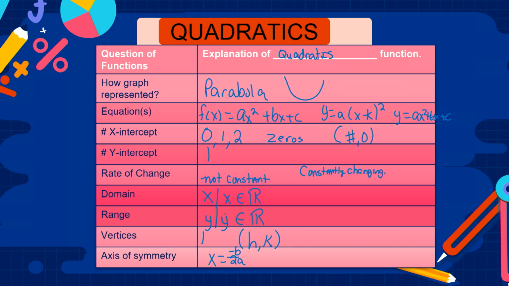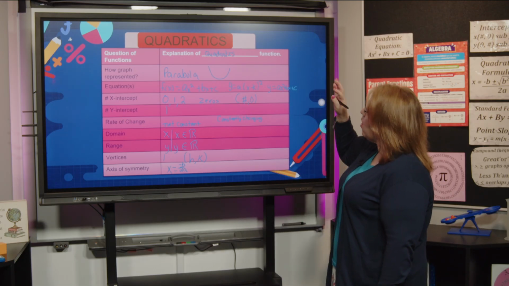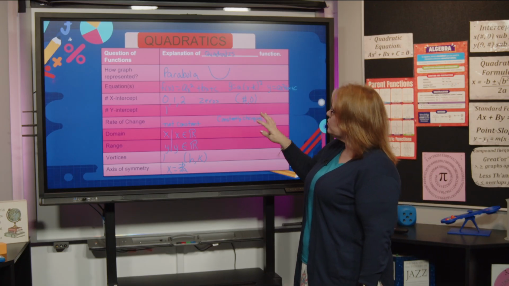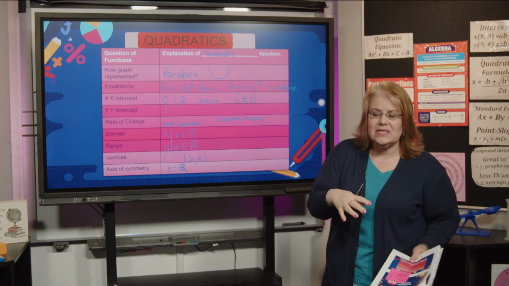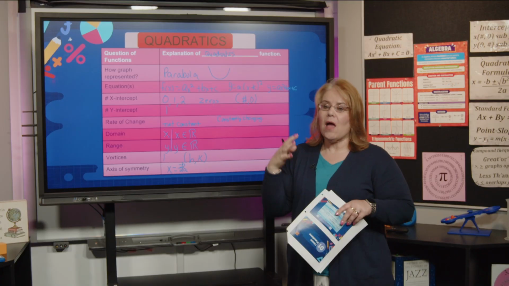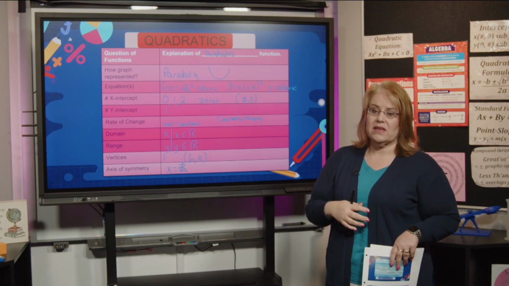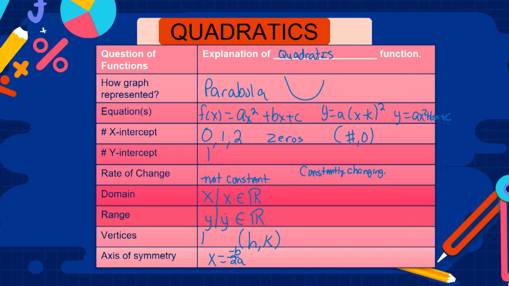So I want us to make sure that when we compare this linear and we compare this quadratic, we can see how they may be similar, how they may be different. I want us to make sure that we're notating all of those differences and all of those similarities. Good job. Let's look at the next one.